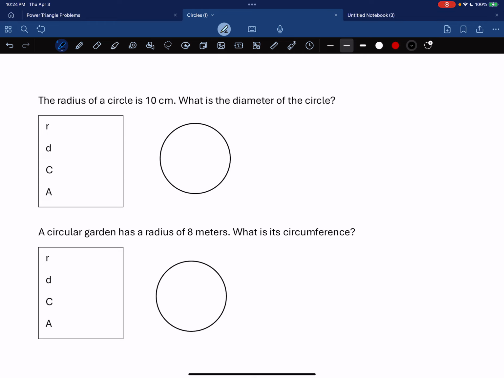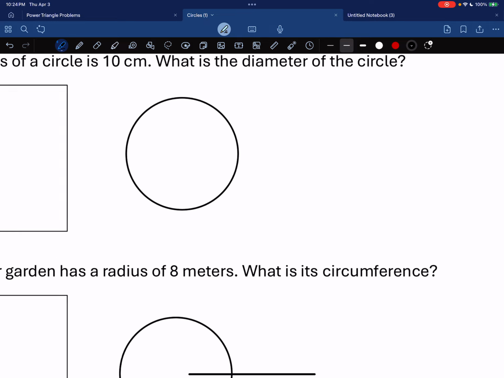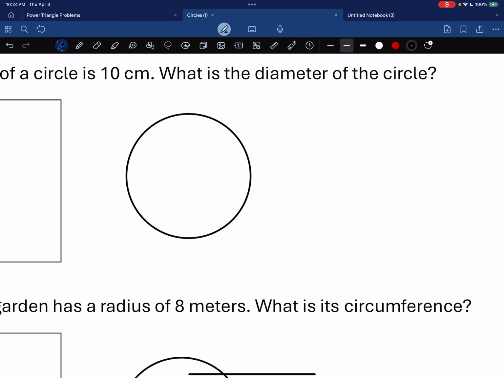The radius of a circle is 10 centimeters. What is the diameter of the circle? So I'm going to go ahead and draw in what they tell me. They tell me that the radius, let me just go ahead and draw all the way across and then the halfway across. Okay, the radius is 10, and this is centimeters. So diameter is going to be 2 of those, or 20 centimeters.